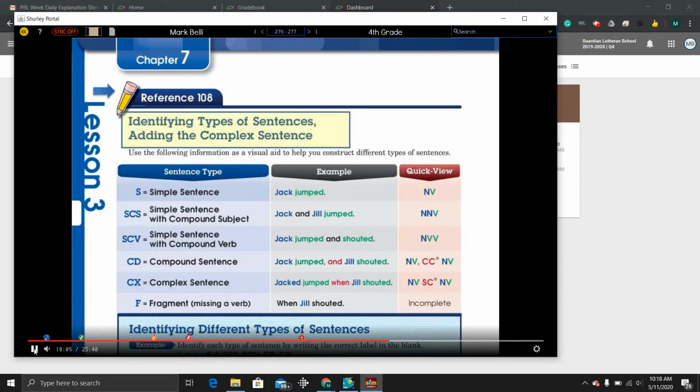Reference 108 will help us identify types of sentences. Okay, before you do this, create your own examples of a fragment to add to your poster and explain what they're missing. You can simply explain by writing missing subject or missing predicate or missing subject noun or pronoun or missing verb. Okay, any of those will work.